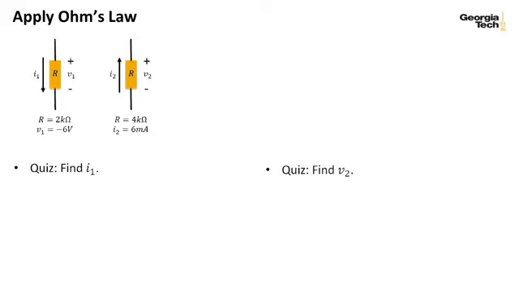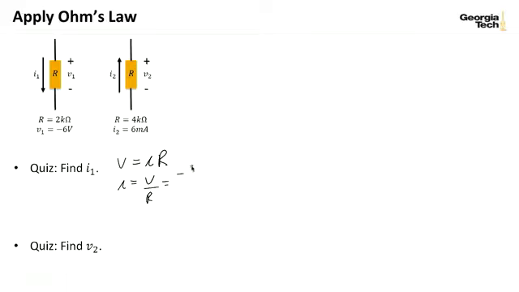Now apply Ohm's law in the next quiz. Again, pause the video, find I1, find V2. After you've done that, we'll go back and solve the problems together. Let's solve for I1. Since the current gets to the plus first, in this case, V equals plus IR. We're solving for I, so I is V over R. Our voltage is negative 6 volts. Resistance is 2 kiloohms, so our current is a negative 3 milliamps.